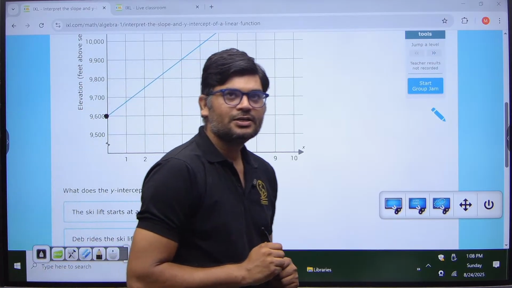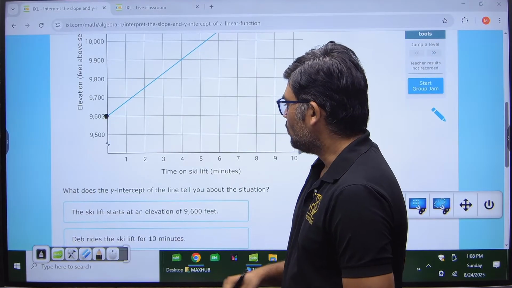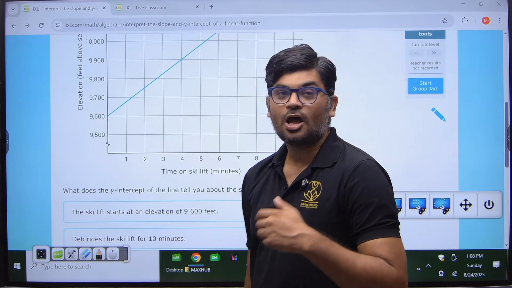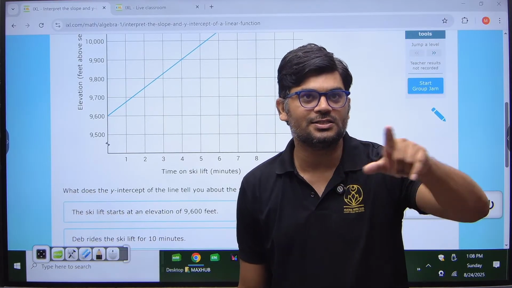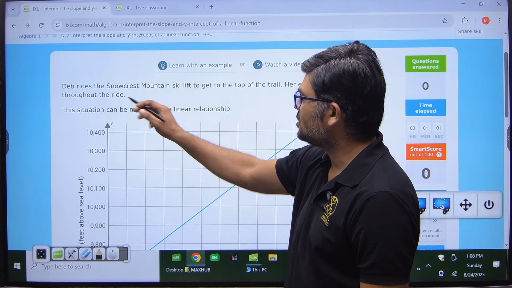It is the starting point. So it is 9600. Now, what does the y-intercept of the line tell you about the situation? So now you have to understand in the real world, what does it say? As I said, it is the parking charges. But here it is not the parking charges. Let us understand the story.